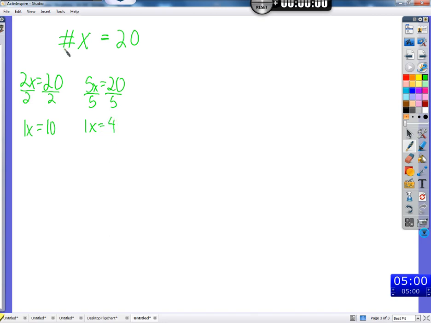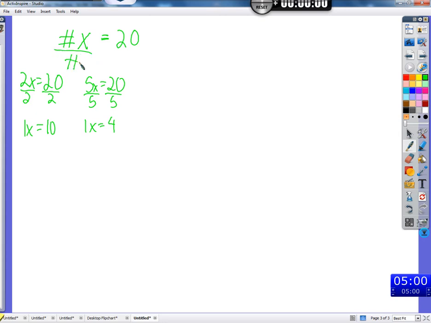So whatever that coefficient is, we talked about the coefficient being a number times x, times the variable. How am I going to cancel out that number? How do we do it with 2? How do we do it with 5? How are we going to do it with any number that we see there?